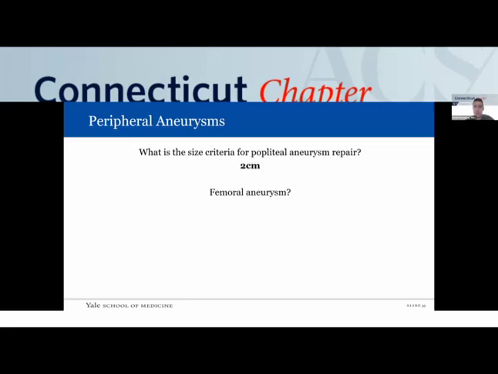And then going up, each level goes up by 0.5 centimeter. So femoral arteries, we fix at 2.5. External and internal iliac arteries, we fix at 3. And common iliac artery aneurysms, we fix at 3.5. So this is just an easy way to remember. Just start at the popliteal with 2, and then each level that you go up just increase by 0.5.